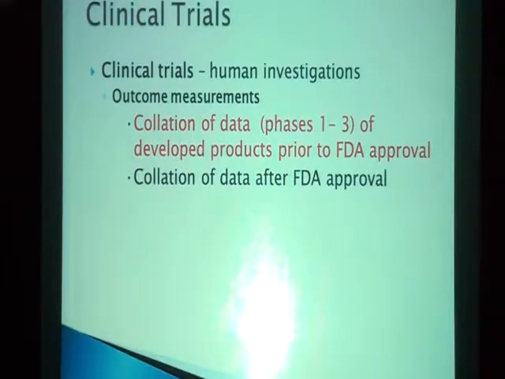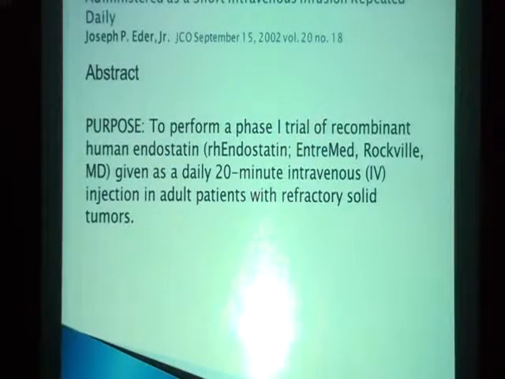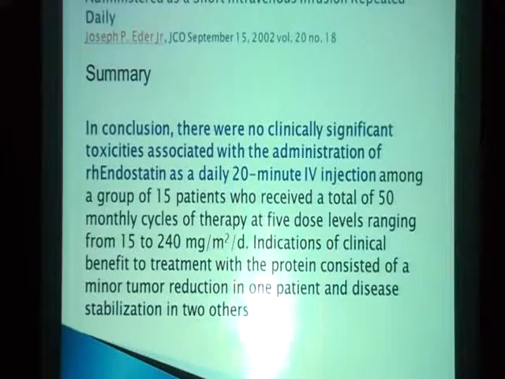Collation of data, different phases, 1 to 3, of developed products prior to Food and Drug Administration approval, which has some impact around the world. So here, this is phase 1 clinical trials of recombinant human endostatin. Well, it gives the purpose in the abstract that they're injecting recombinant human endostatin intravenously to see how it does with refractory solid tumors. And in the summary, it says that there were no clinically significant toxicities. Okay, that was from their investigations.